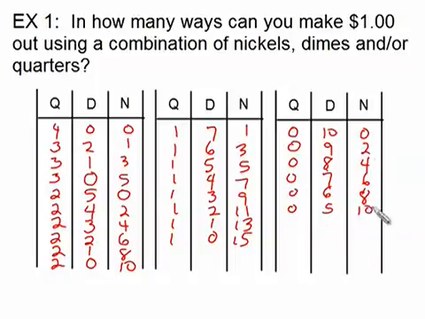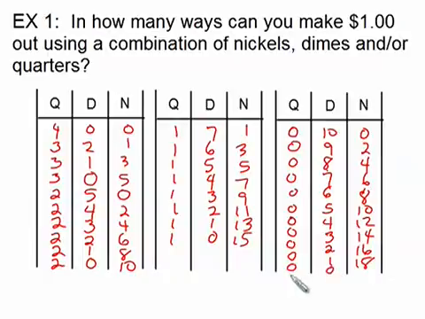So now we have 10 nickels. Or I could have 4 dimes with 12 nickels, 3 dimes with 14 nickels, 2 dimes with 16 nickels, 1 dime with 18 nickels, and no dimes, no quarters, but 20 nickels. So these are all the combinations that we can have.